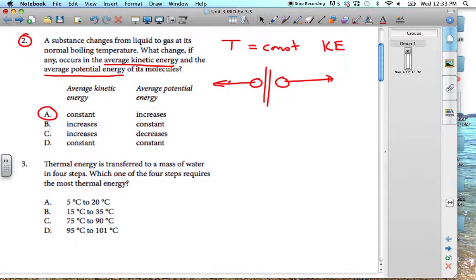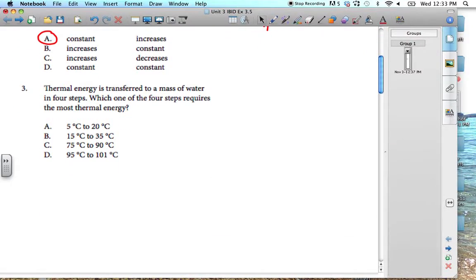So going down to 3. Thermal energy is transferred to a mass of water in 4 steps. Which of the following 4 steps requires the most thermal energy? Now, it's important to realize that in all of these, there's a change in temperature of 15 Kelvin or 15 degrees Celsius, depending on which scale you're working on. So in each of these, the thermal energy transferred is actually the same.